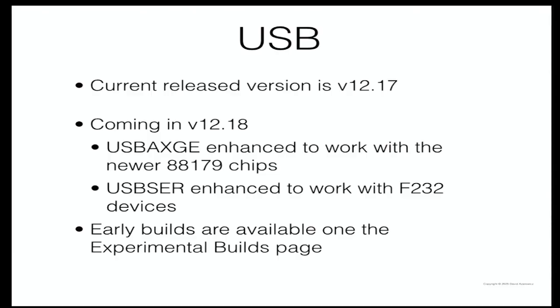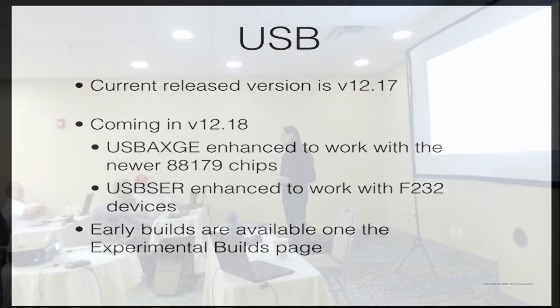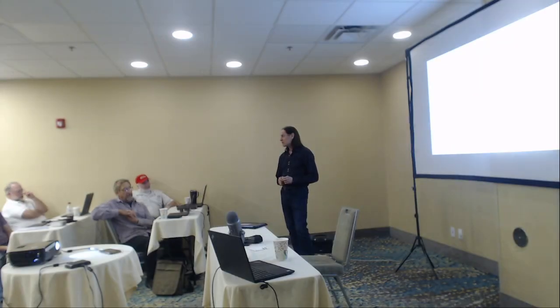What is an 88179 chip? It's an ASIX chip. These are the popular gigabit chips these days. USB 3 and gigabit. That's the one you've got there. I think a lot of USB Ethernet adapters have this chip. Okay, please explain why.